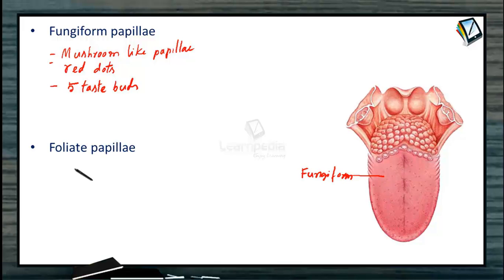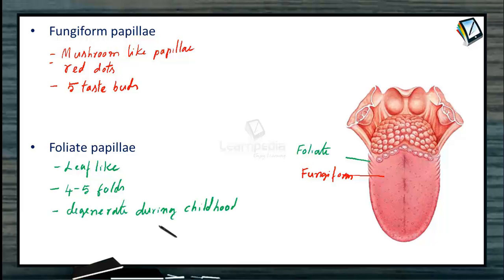Foliate papillae. They are leaf-like papillae and they appear as small trenches at the base of the tongue. It looks as if they are folded, and generally there are 4 to 5 foldings at the base of the tongue. Generally they degenerate during childhood. That means they are not well developed in adulthood.